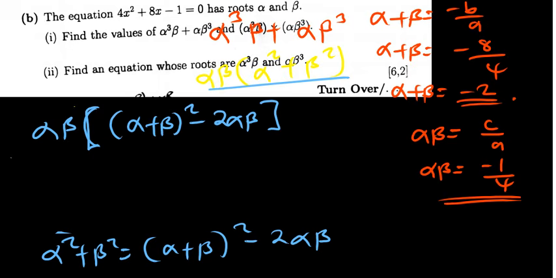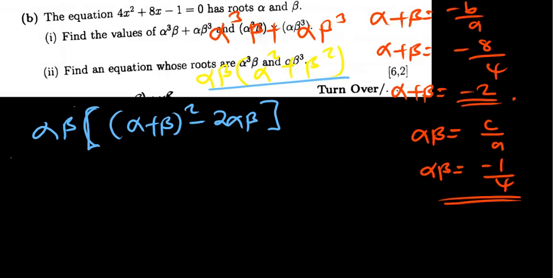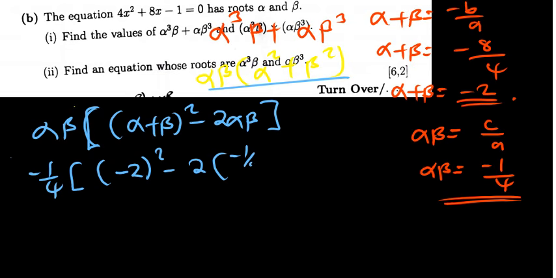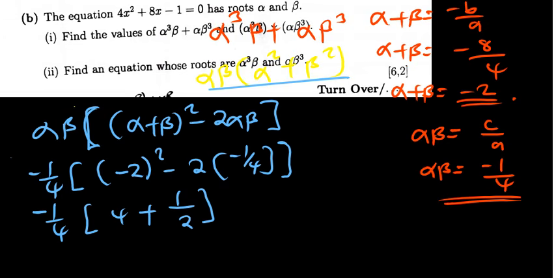Then I can now plug in the values because I have everything. Alpha times beta is negative 1 over 4. Alpha plus beta is negative 2. Now we square it. Minus 2 alpha times beta is negative 1 over 4. So negative 1 over 4 times 4 inside here, because negative 2 squared is 4. Then negative 2 times negative 1 over 4 is plus 1 over 2.